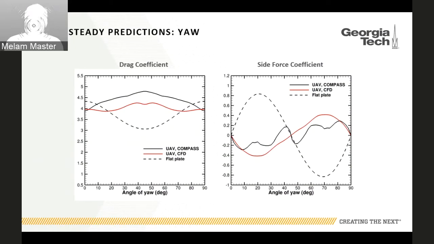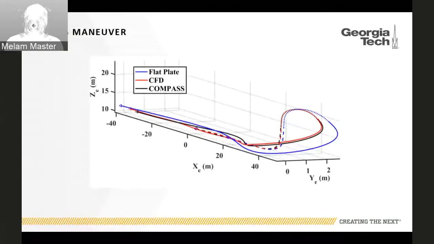But when it comes to actual performance, this is a split S maneuver. The results of the simulations are used to calculate the position of the UAV when it's doing a split S maneuver, which is where it does a little 180-degree turn.